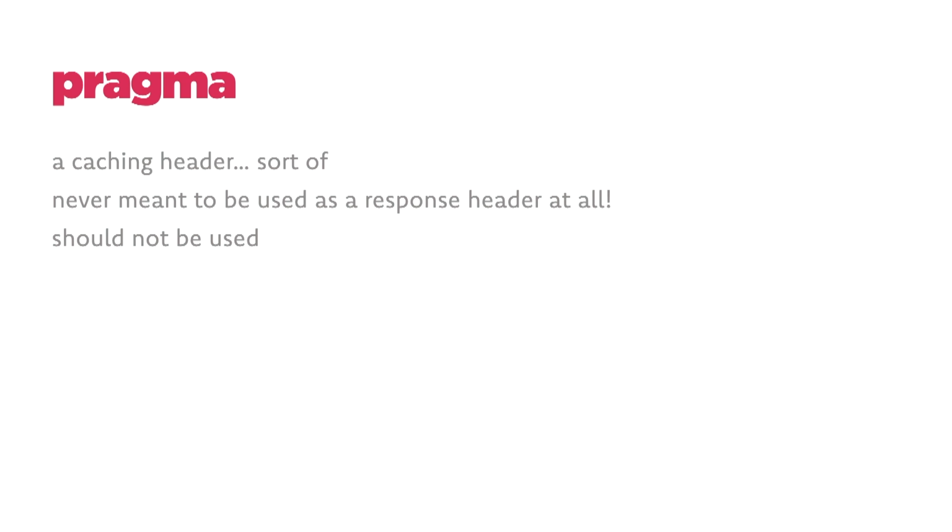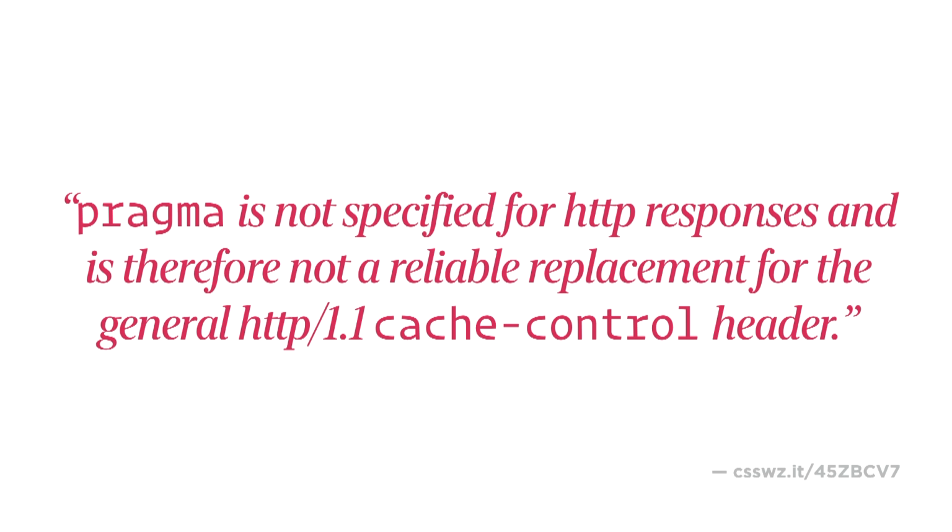It's been misused. It mainly exists to fix compatibility with HTTP 1.0, and given that we're on H3 now, this is a header we simply do not need. It should not be used. The spec even says Pragma is not specified for responses and is therefore not a reliable replacement for the Cache-Control header. Pragma as a response header simply should have never happened. If you've got it, remove it, get rid of it.